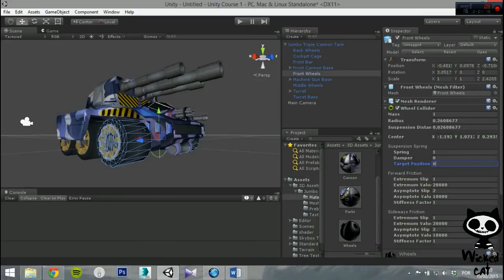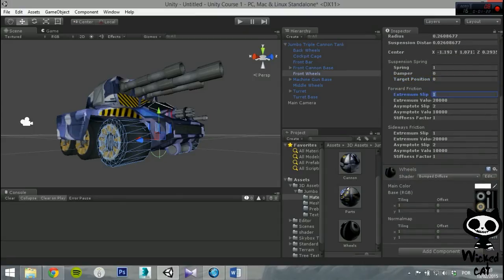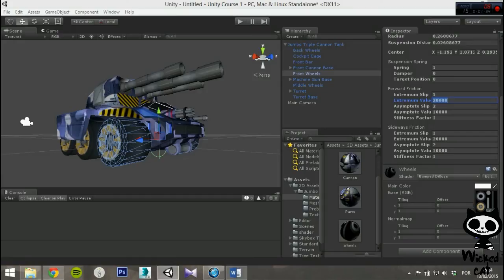As you can observe, you have the same 5 parameters in both groups. The extremum slip and value set the curve extremum point. The asymptote slip and value set the curve asymptote point. Finally, the stiffness is a multiplier for extremum and asymptote values. Changing its value from the default value 1 changes the stiffness of the friction.